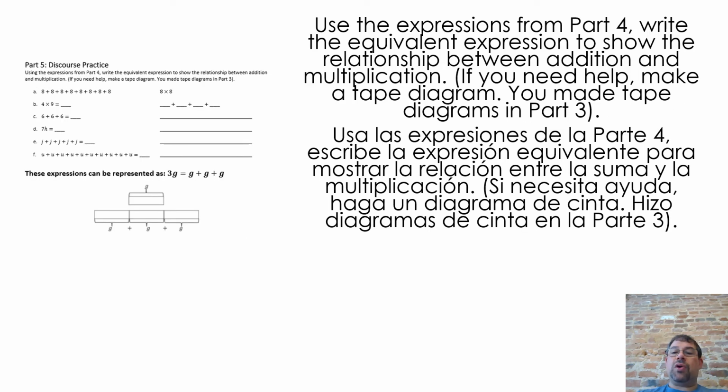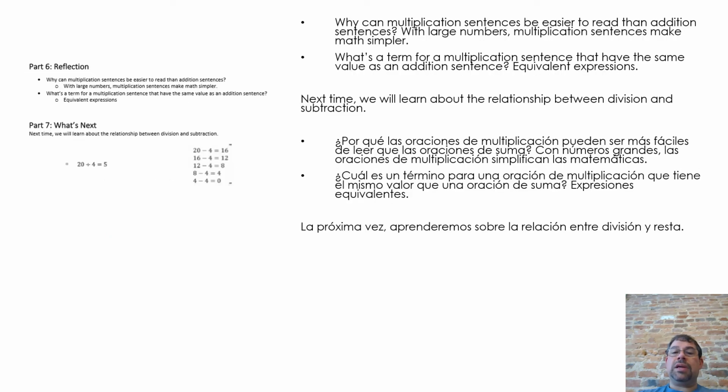Use the expressions from part 4. Write the equivalent expression to show the relationship between addition and multiplication. If you need help, make a tape diagram. You made tape diagrams in part 3. Why can multiplication sentences be easier to read than addition sentences? With large numbers, multiplication sentences make math simpler. What's a term for multiplication sentences that have the same value as an addition sentence? Equivalent expressions. Next time, we will learn about the relationship between division and subtraction.